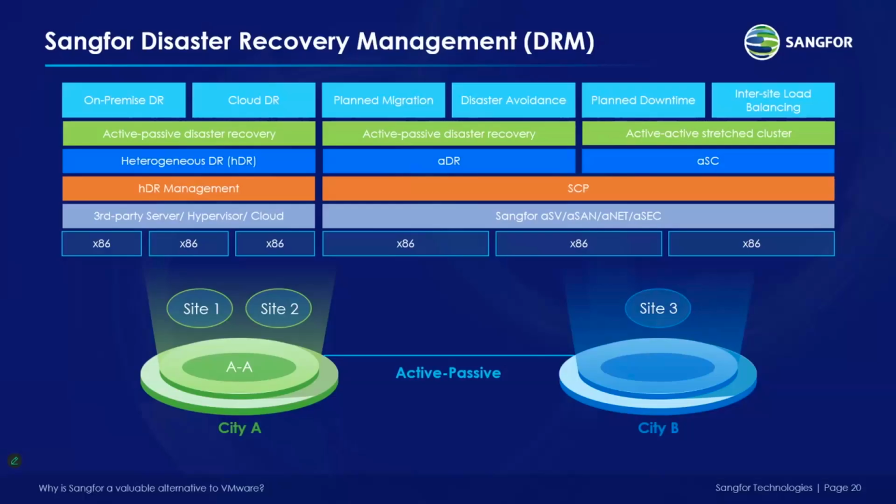And then we also have HDR, the first one that you see there, heterogeneous DR. In case your primary site is VMware or Nutanix or any other virtualization platform, or even physical servers, and your DR site will be running Sangfor HCI. So we use HDR to take a DR of such environment to Sangfor platform. So we use HDR licenses for that.